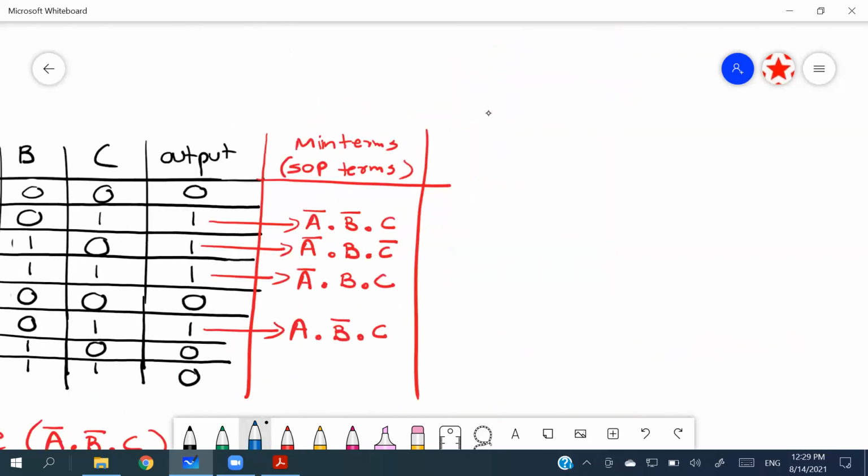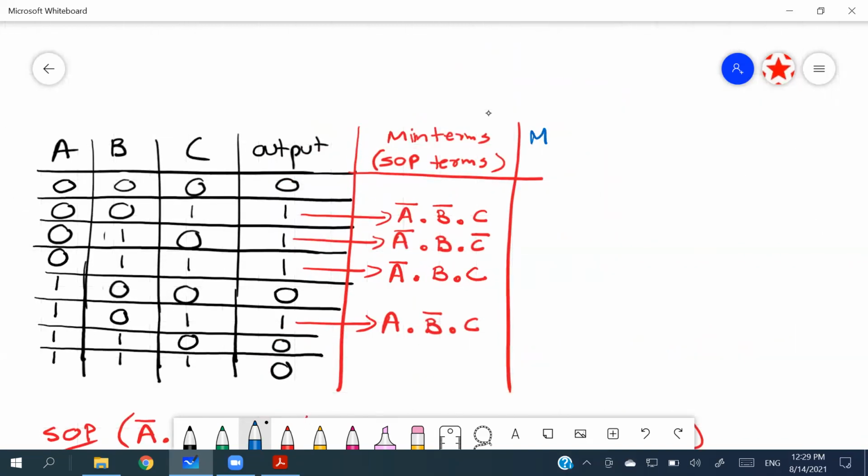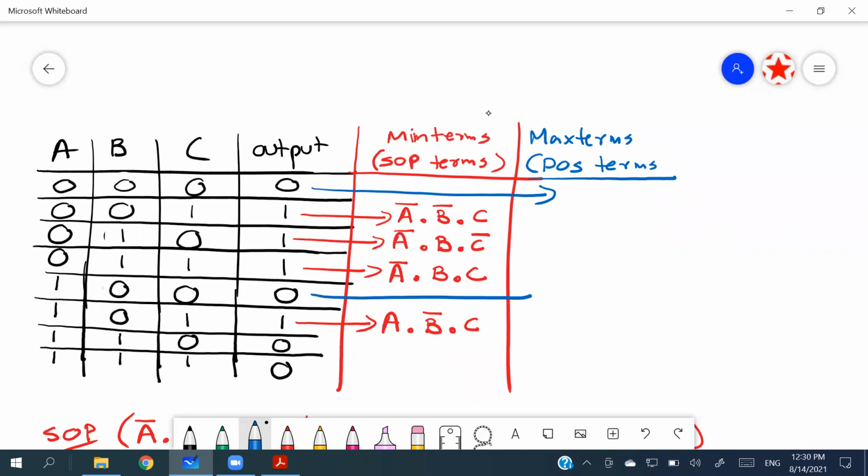Right? So let me have the min terms. I'm sorry, not the min terms. These are called the max terms or the POS terms. Right? POS terms considers the zeros. These 4 zeros. Right? Okay, so these 4 zeros, now we consider the zeros.